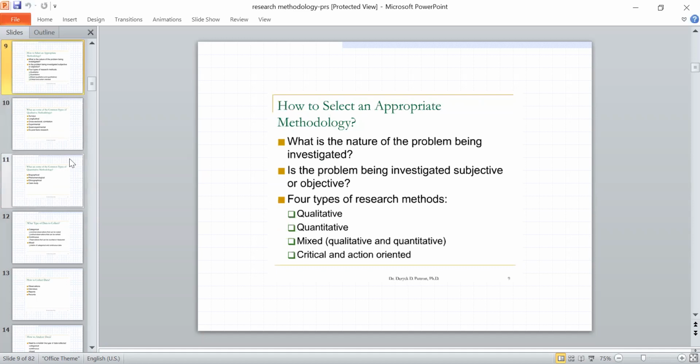How do you select an appropriate methodology? You will have this doubt. The methodology should be novel, because it depends on the nature of the problem being investigated. That's very, very important. Qualitative or quantitative, which type of research are you going to take? Community medicine is one type, and also computer science, ECE departments, pharmacy and nursing have their own types.